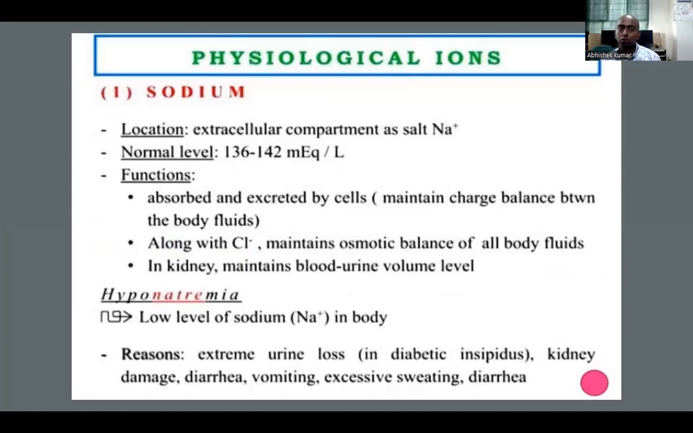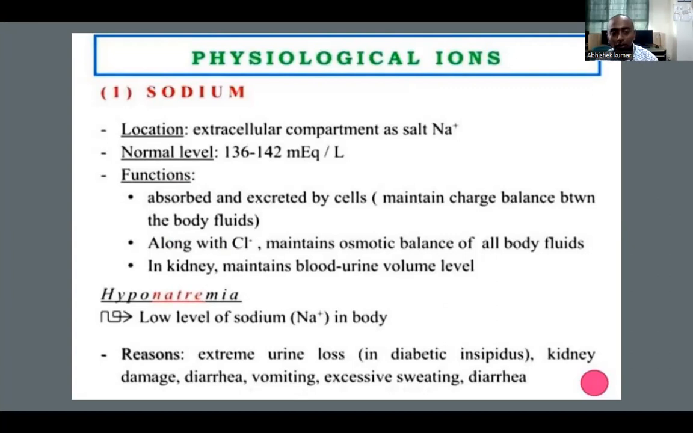Physiological ions, sodium. Already we know how we get sodium. Sodium is located in the extracellular compartment, as salt breaks down and Na+ is present outside the cell membrane. The normal level is 136 to 140. It is absorbed and excreted by cells to maintain the charge balance between body fluids.